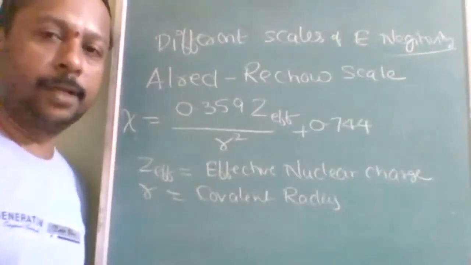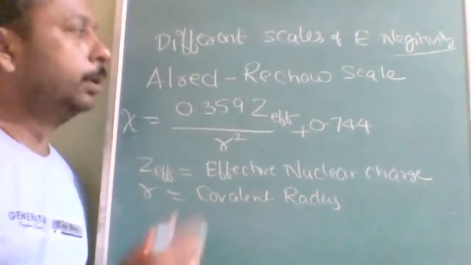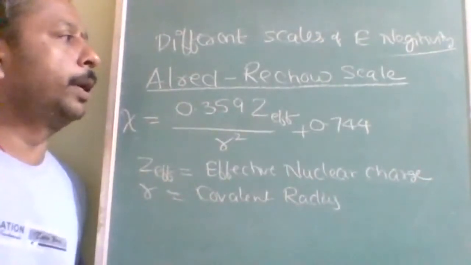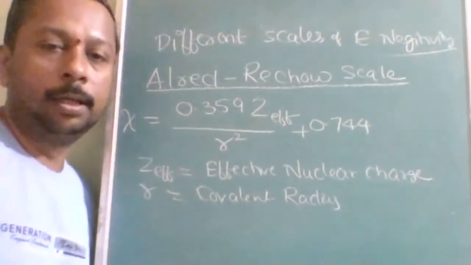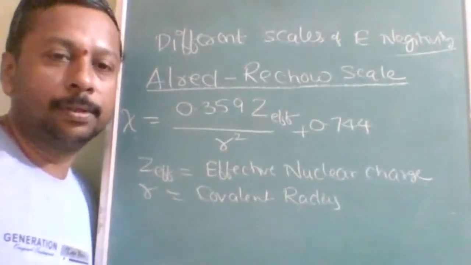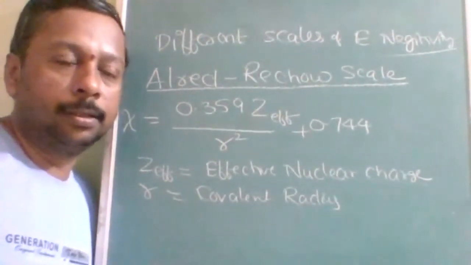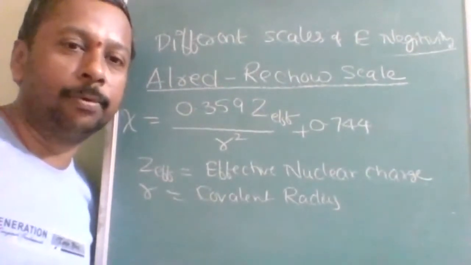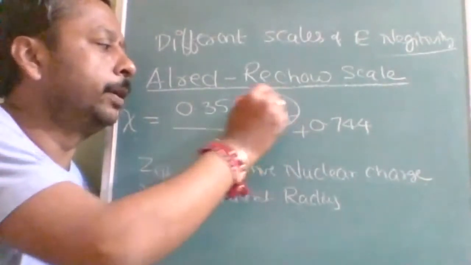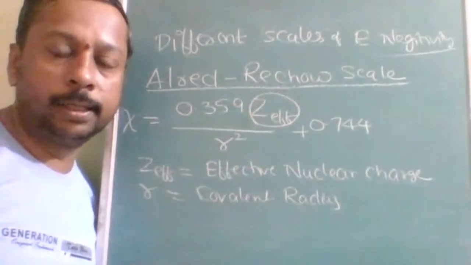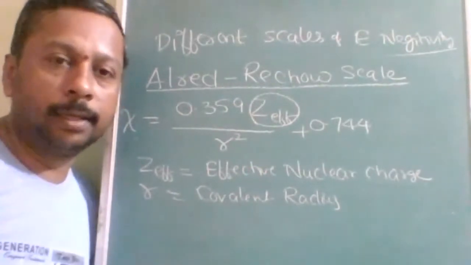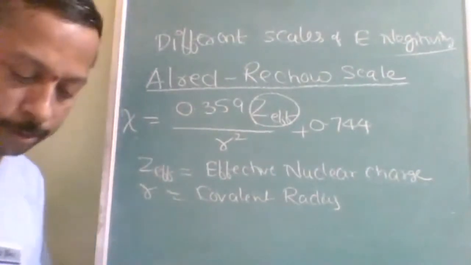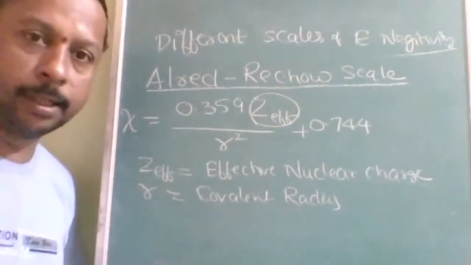Okay, now next, different scales of electronegativity. We have studied two scales, and the third scale is the Allred-Rochow method, or Allred-Rochow scale. This is a different approach. It concentrates on the nuclear attraction force. Actually, this is the best approach, but a lengthy one. First you have to calculate the effective nuclear charge by using Slater's rule. In the previous lecture I explained Slater's rule, which uses the screening constant.